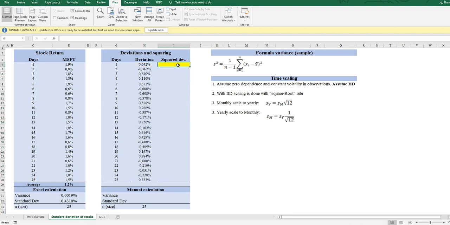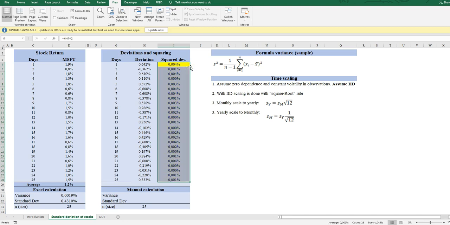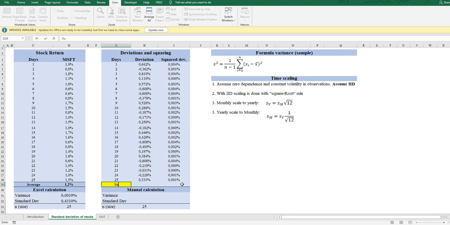Do that all the way down, and now I have to square it, and just do like this. And so now we have all the squared deviations. Now we have to sum them. I can do that down here. Just type sum.